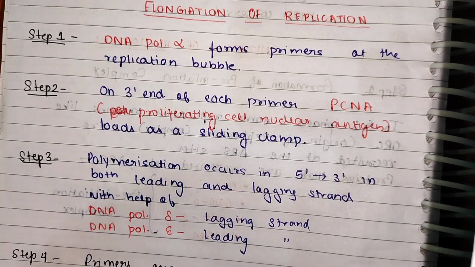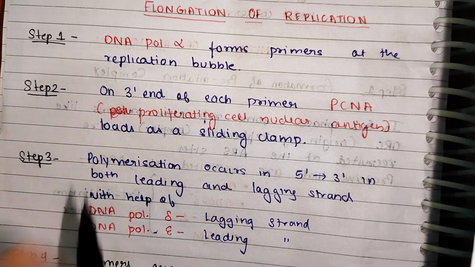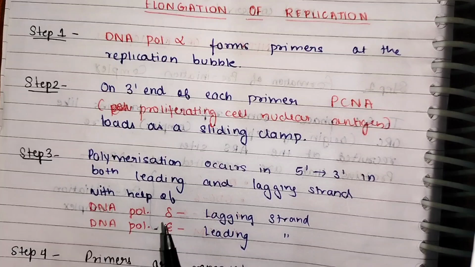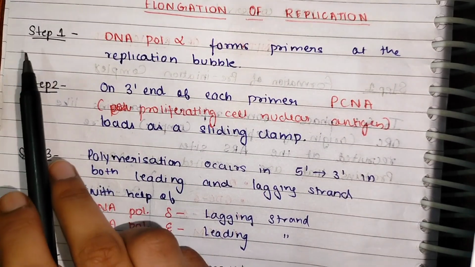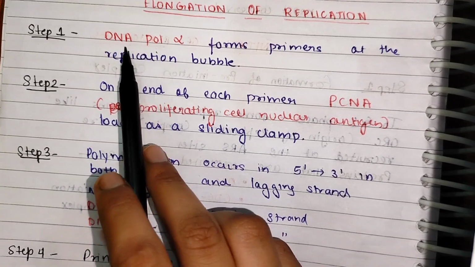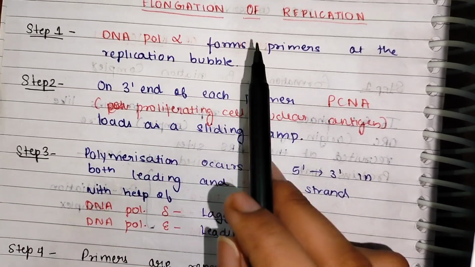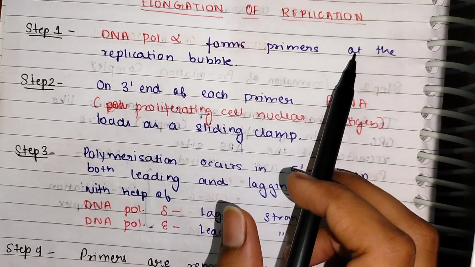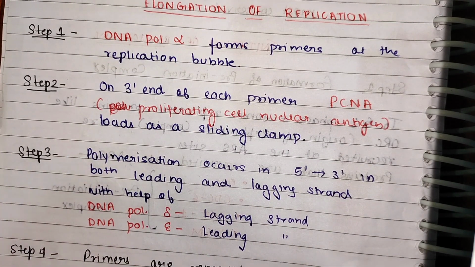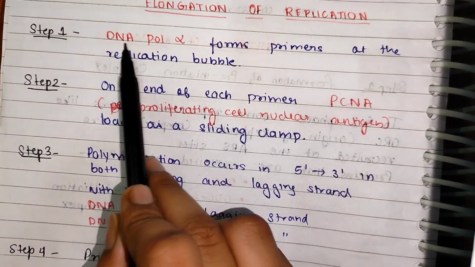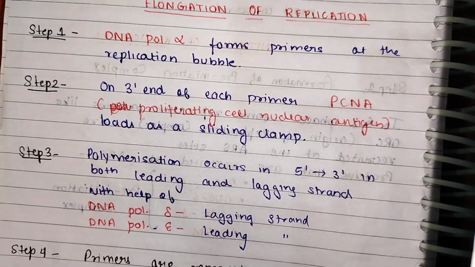So in the elongation process, there are three DNA polymerases that are mainly functioning. First is DNA polymerase alpha, DNA polymerase delta, DNA polymerase epsilon. The first step of the elongation is performed by DNA polymerase alpha. It will form the primers at the replication bubble. And also the DNA polymerase alpha, it is an RNA polymerase.